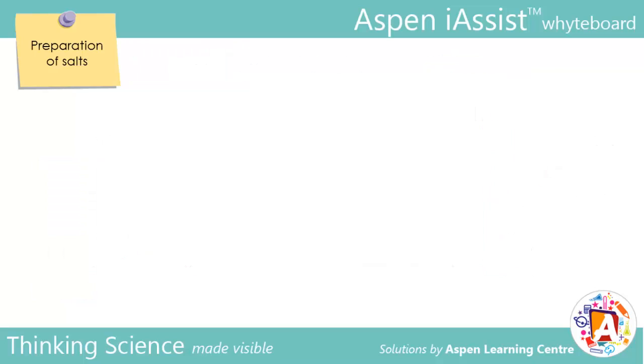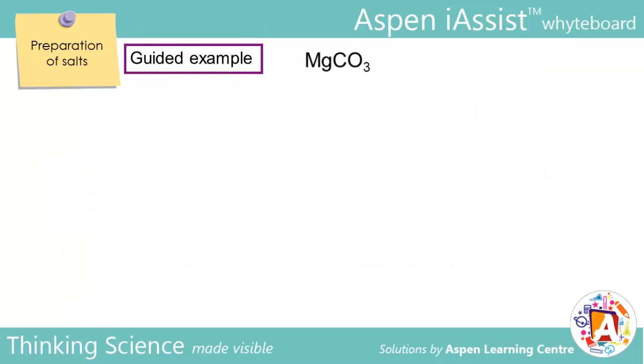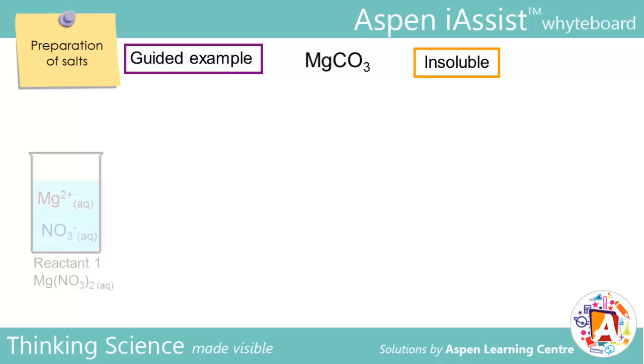Let's go through a guided example. For instance, we want to prepare magnesium carbonate. First we ask ourselves, is it soluble or insoluble? After having decided that it is insoluble, we can then decide on the reactants to be used.